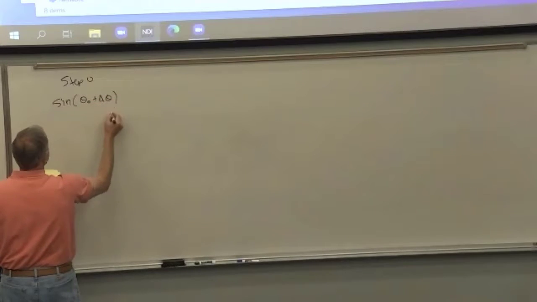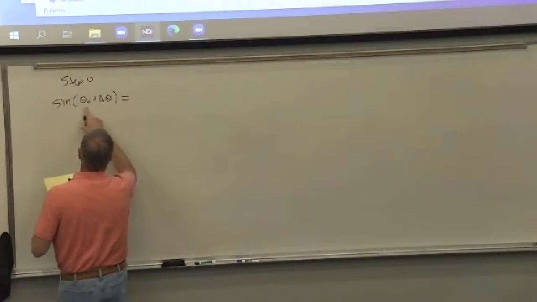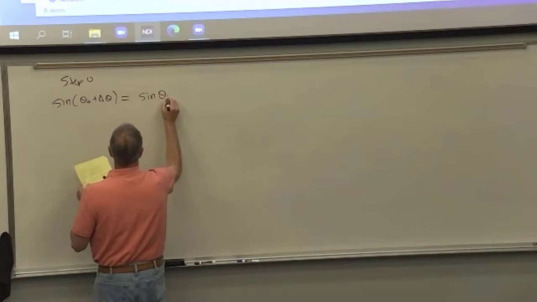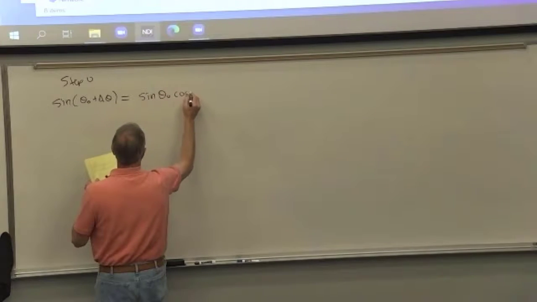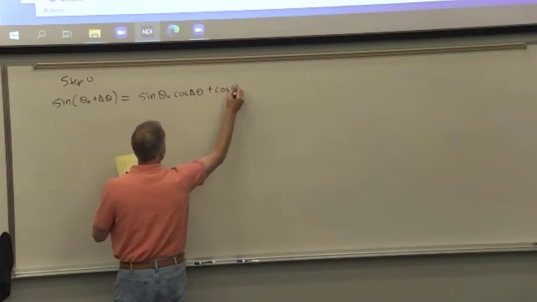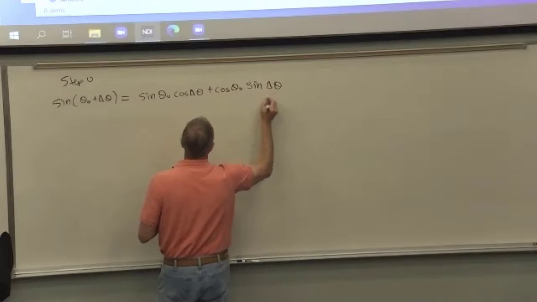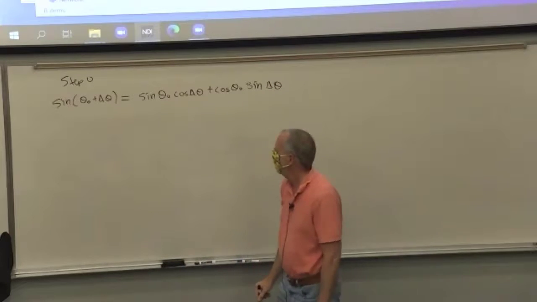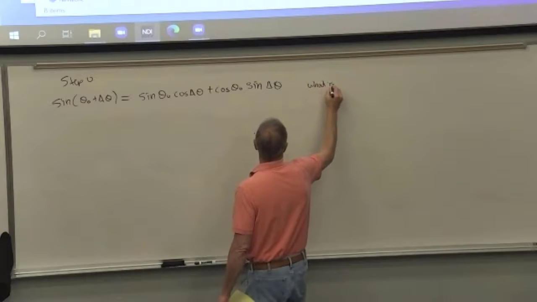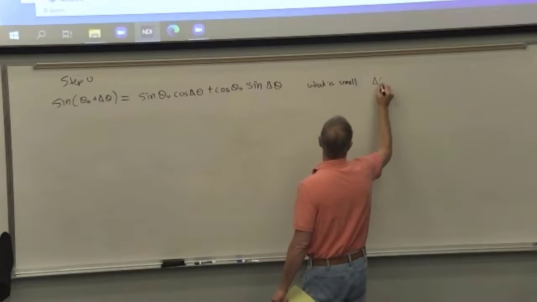So if we have the sine of an angle plus a small perturbation, that's a sum or a double angle formula. So we look that up on Google or in a book, or you just remember these. Right, so there's the double angle formula. And we say, what's small? Well, what's small is delta theta.